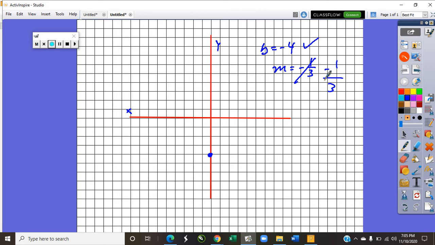Now we're going to graph our slope from, and remember, it's very, very important. You don't graph the slope from the origin, you graph from the y-intercept. So this is telling me that I'm going to go down 1 and where? Right 3. So from here, I'm going to go down 1, right 3, and my line is going to go just like that. Okay? It's not that hard. Hopefully this makes some sense to you guys.